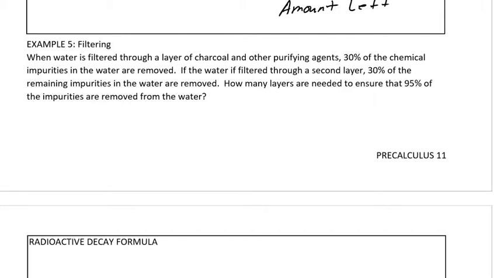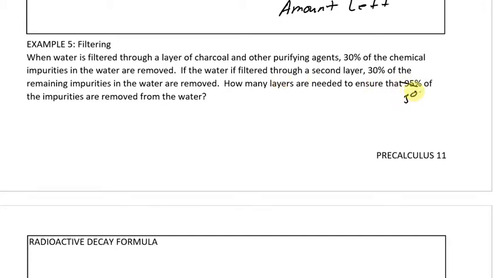Okay, so we want to figure out, if 95% are removed, that means 5% remain. We're interested in what remains. And if 30%, which is 0.3, is removed, then A is going to be 1 minus 0.3, which is 0.7, because if 30% are being removed, 70% remain.